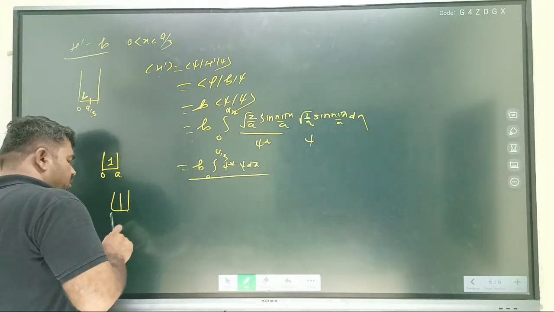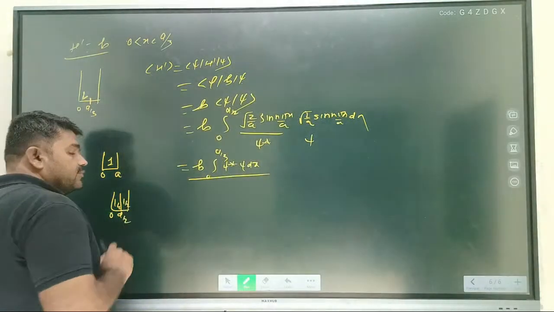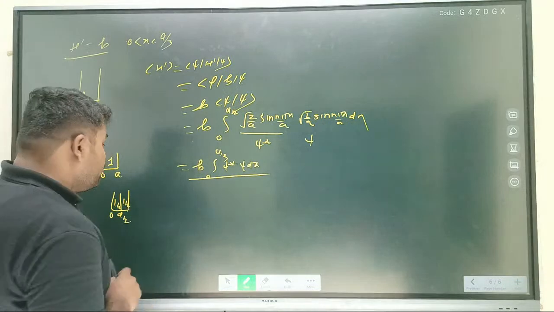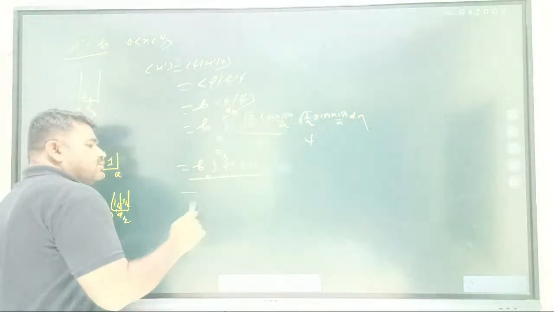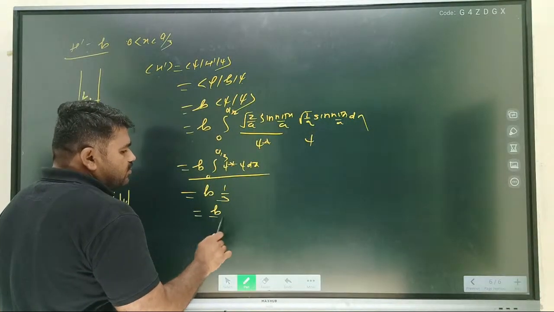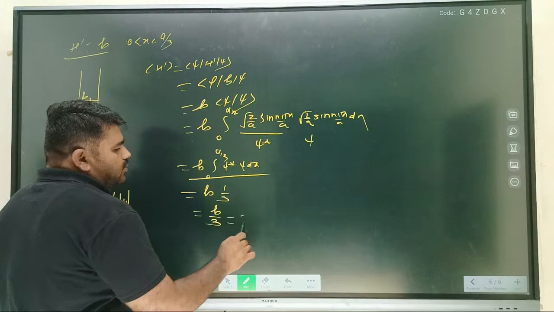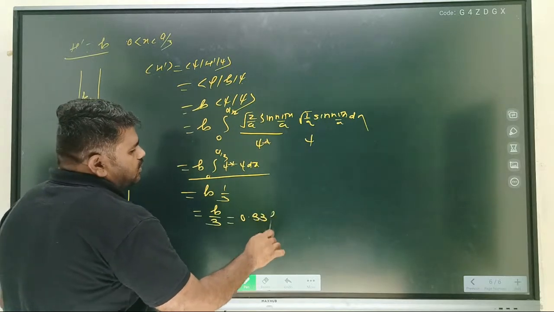Suppose in the 0 to a by 2 region, how much will it be? 1 by 2. Here also 1 by 2. Clear? Now in which region do we have to find it? 0 to a by 3. So it's a simple matter, the probability will be 1 by 3. This answer is equal to how much? b by 3, that is 10 divided by 3, 0.33 b.